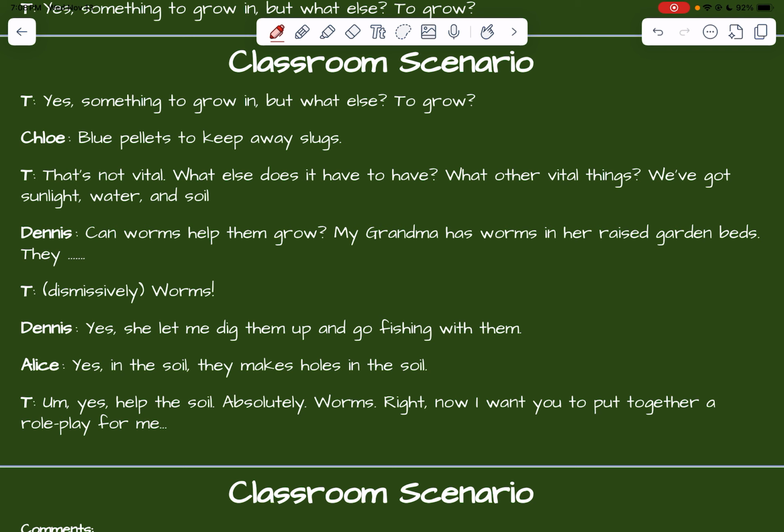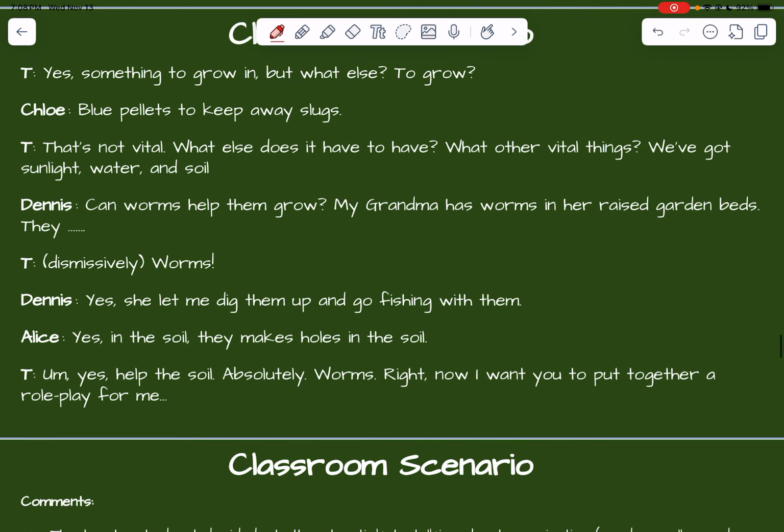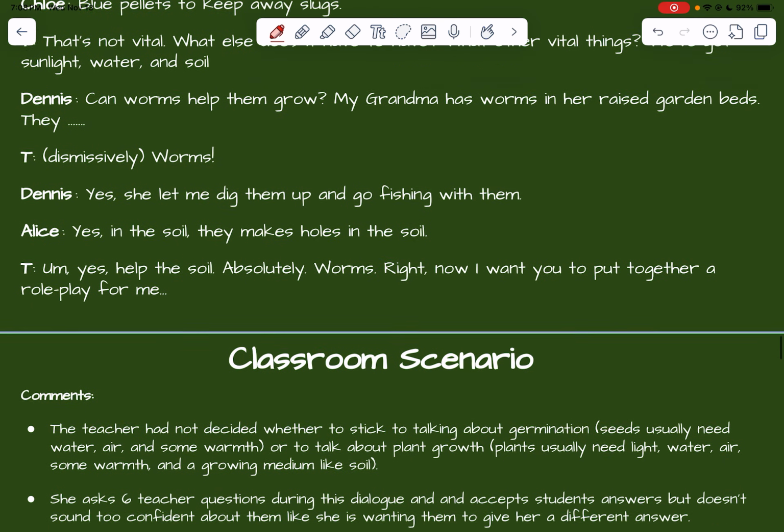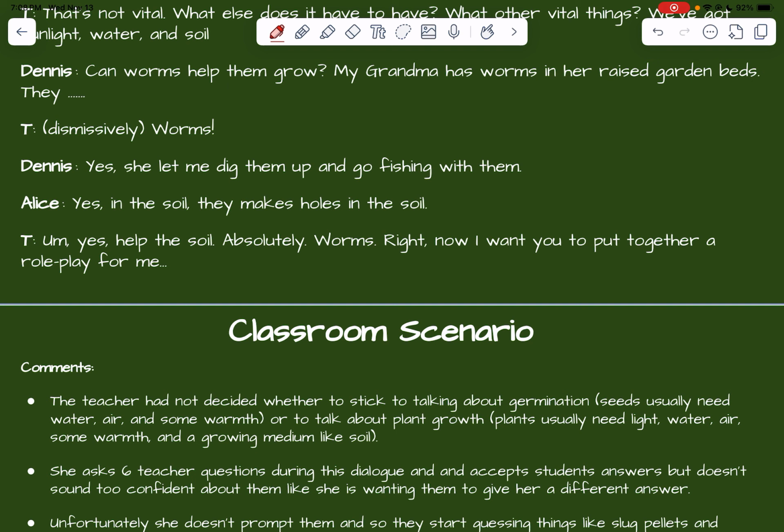What other vital things? We've got sunlight, water, and soil. Dennis: Can worms help them grow? My grandma has worms in her raised garden beds. Teacher dismissively says, worms? Dennis: Yes, she let me dig them up and go fishing with them. Alice then chimes in and says, yes, in the soil. They make holes in the soil. And then the teacher replies with, yes, help the soil. Absolutely worms. Right. Now, I want you to put together a role play for me.